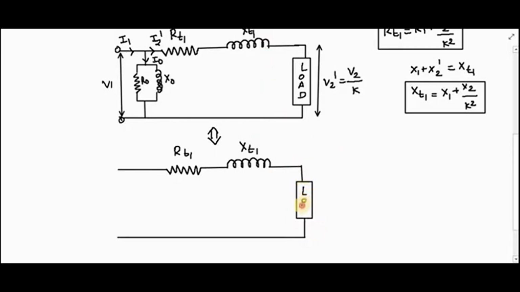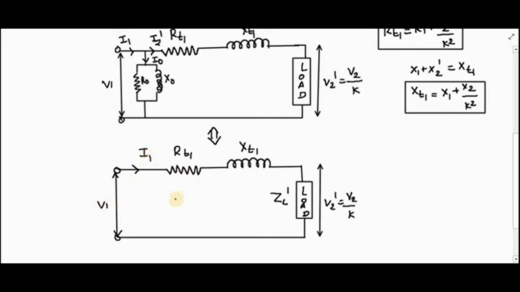This is your load ZL dash, which is transferred to the primary side. Voltage across this is nothing but your V2 dash, which is equals to V2 by K. This is your primary side across which V1 is impressed, and current taken from the supply is your I1.